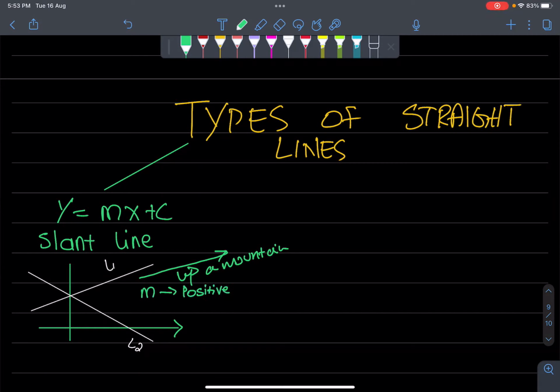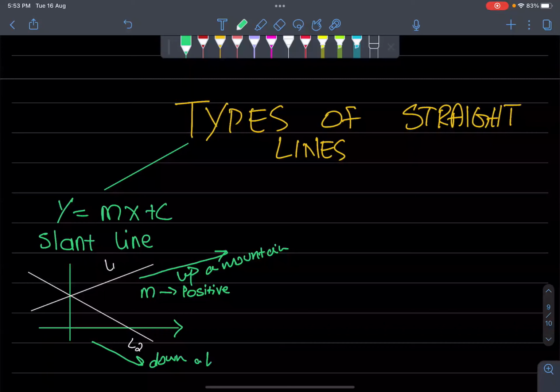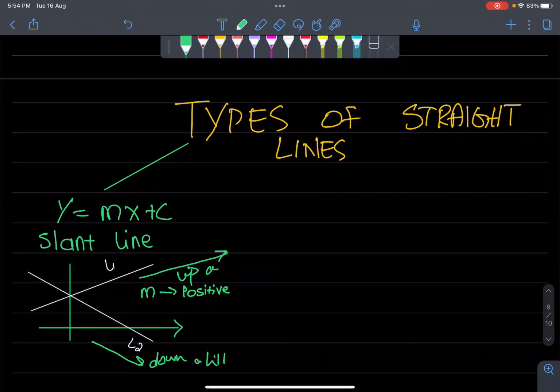And for L2, it is down a mountain. Down a hill. Up a hill, down a hill. That's better. I think a smaller word is better to remember. Up a hill, down a hill. So down a hill is gradient negative. Now this concept will come later in the chapter. Now this is the first type.